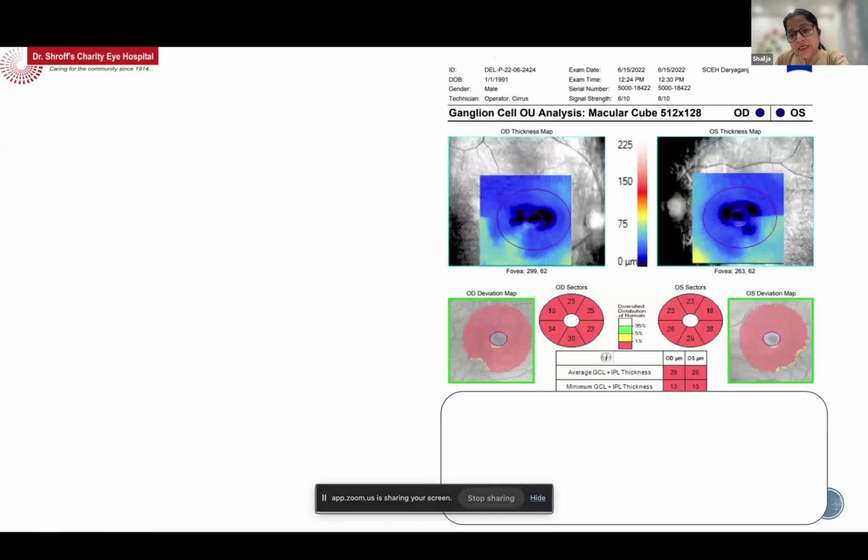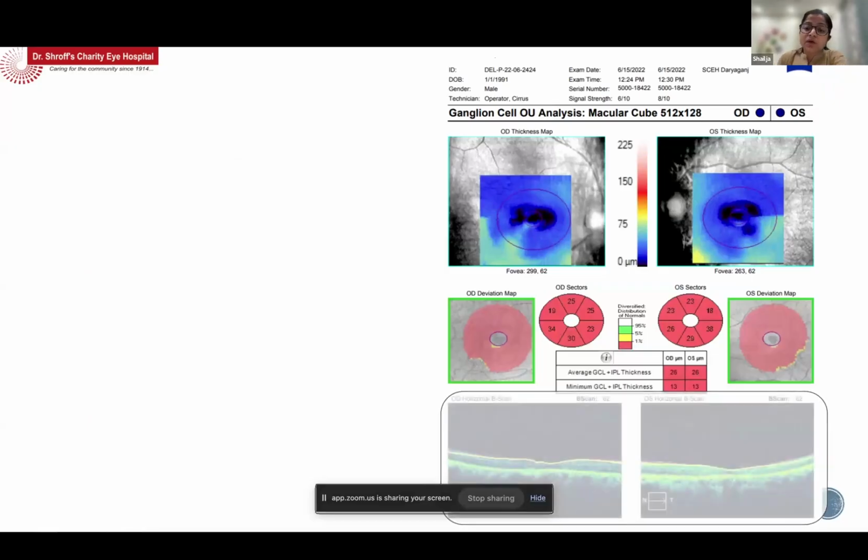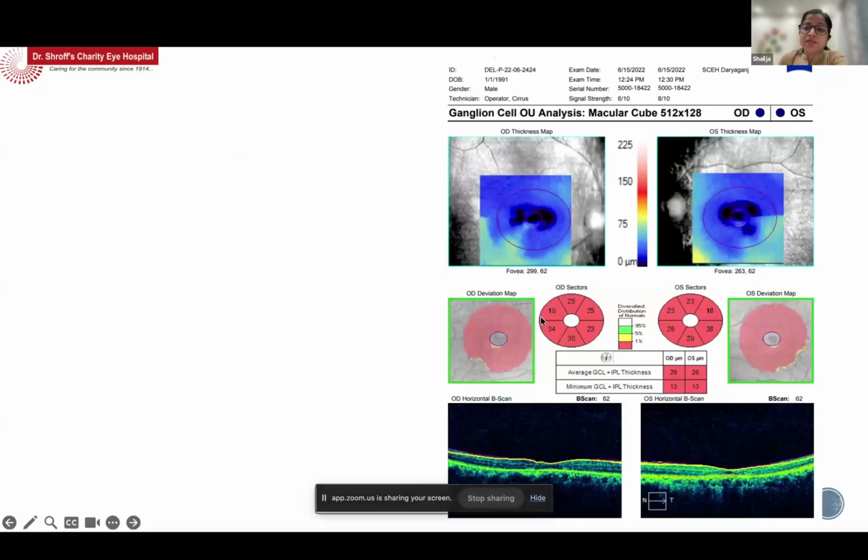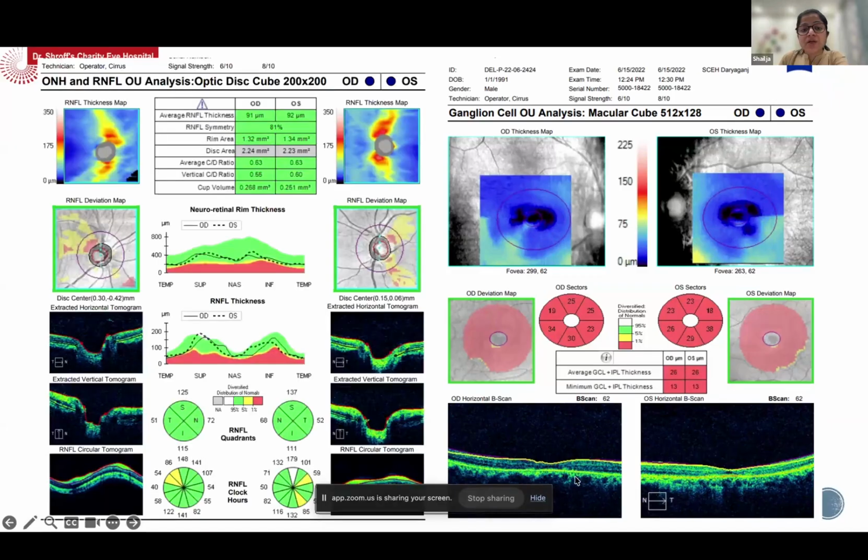So we look back at the other reports. We saw, yes, the ganglion cell analysis showed that there is GCC thinning, but even the other layers of the retina were thin, which is very unusual in an optic neuropathy or a hereditary optic neuropathy. And what else is unusual is having a normal RNFL. So the retinal nerve fiber layer thickness was normal, yet the GCC was thin.